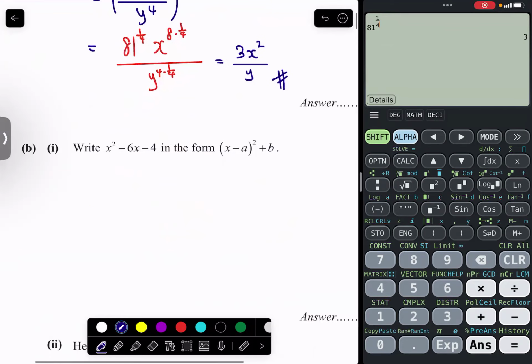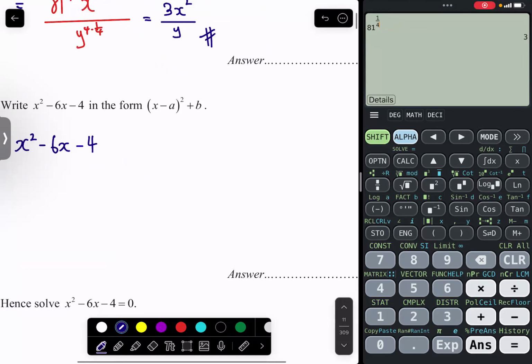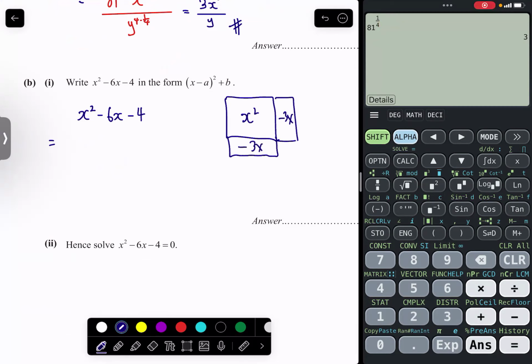B. Completing the square. x squared minus 6x minus 4. How I thought you ought to complete the square is: x squared minus 3x minus 3x. To complete the square, I need a 9. So that means it's x squared minus 6x plus 9 minus 9 minus 4. This whole thing becomes completed, so it becomes x minus 3 all squared, minus 13.